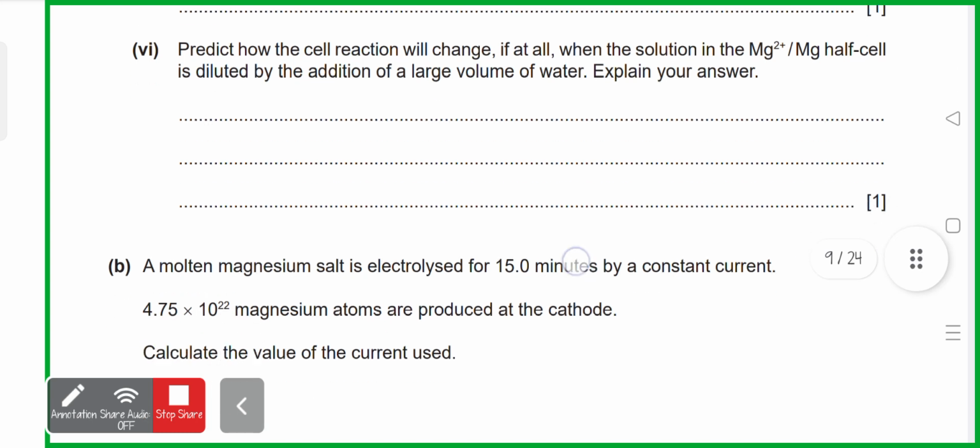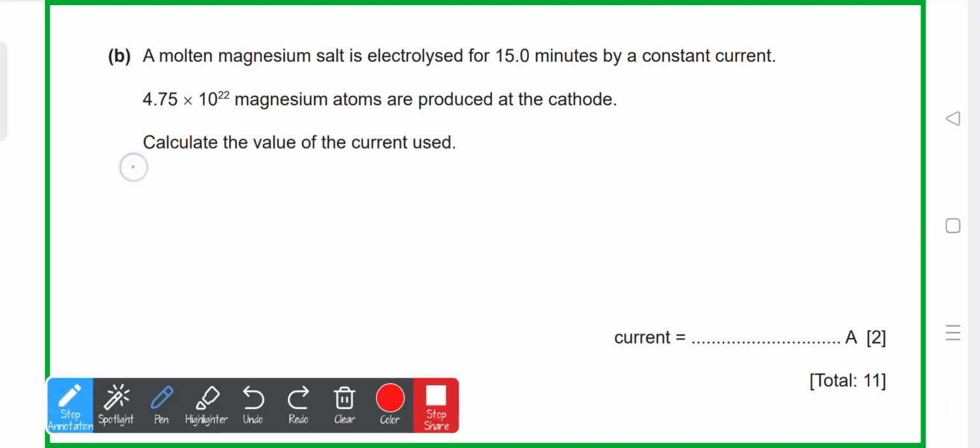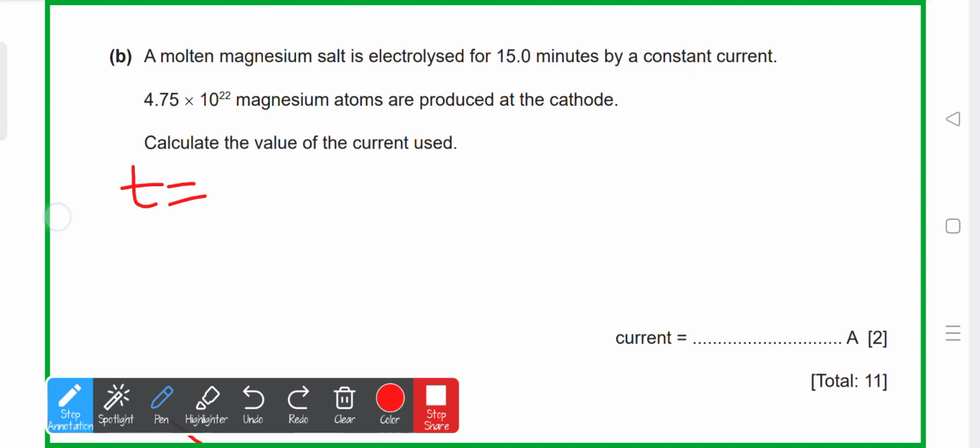Okay, now the next question: a molten magnesium salt is electrolyzed for 15 minutes. So we have the time here, 15 minutes. You always need to convert it into seconds. So 15 times 60 will give us the time in seconds. It's 900 seconds. And at the cathode, they have given us the magnesium atoms.